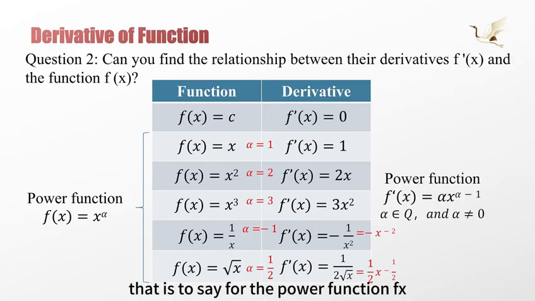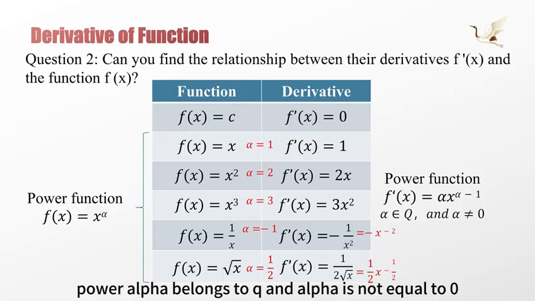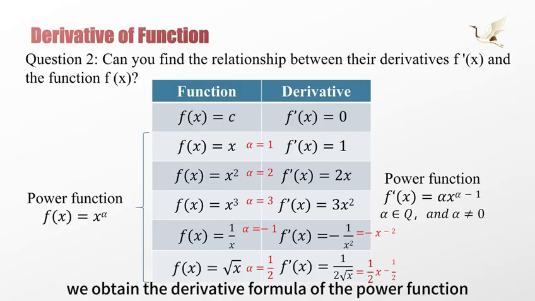That is to say, for the power function f(x) equal to x to the alpha power, its derivative is alpha times x to the alpha minus 1 power, where alpha belongs to Q and alpha is not equal to 0. Therefore, we obtain the derivative formula of the power function.